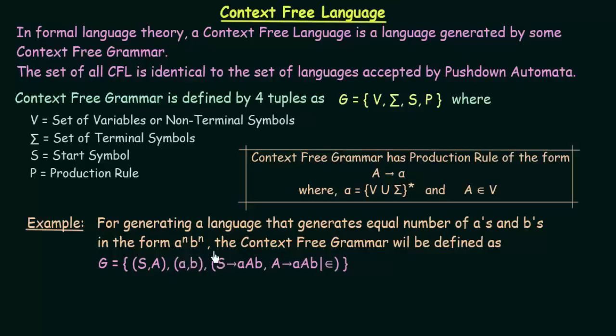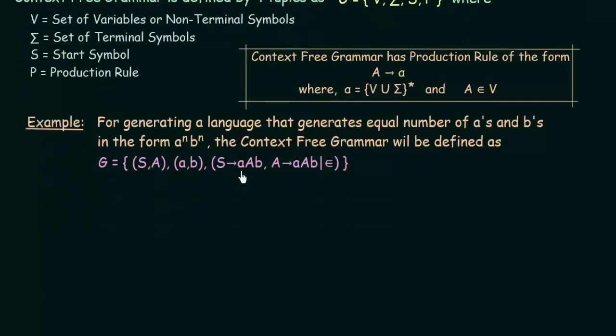The grammar that will be used for generating this is defined like this: G equal to S and A, which are the set of non-terminal symbols, a and b are the set of terminal symbols, and we have a production rule of the form S gives aAb, and A gives aAb, and also it gives epsilon, the empty symbol. Here the start symbol is not given, so we should know that the start symbol is S. Even if it's not given, let's understand that the start symbol is S over here. Now let us see if this production rule is going to produce strings of this form.